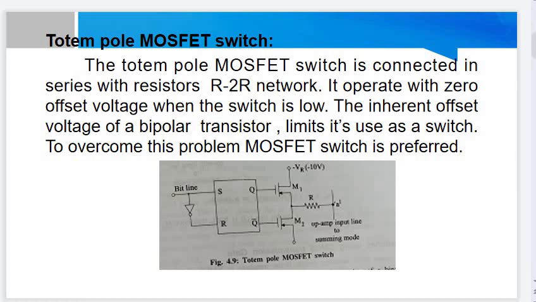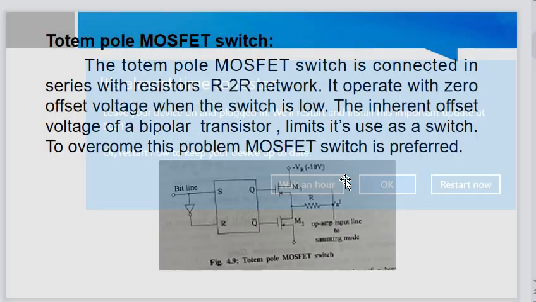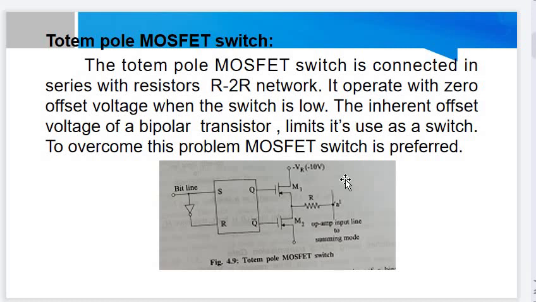Totem pole MOSFET switch. The totem pole MOSFET switch is connected in series with the resistor R2R network. It operates with zero offset voltage. When the switch is low, the inherent offset voltage of bipolar transistor limits its use as a switch. To overcome this problem, MOSFET switch is preferred. The circuit diagram of totem pole MOSFET switch is shown in figure.